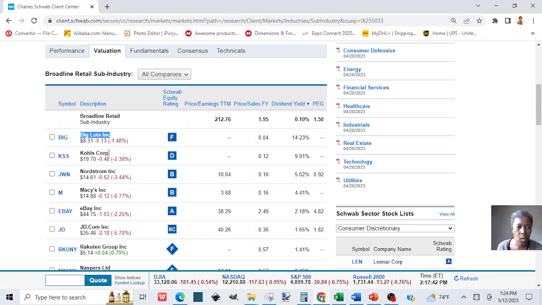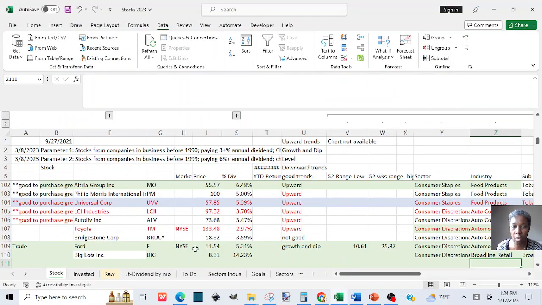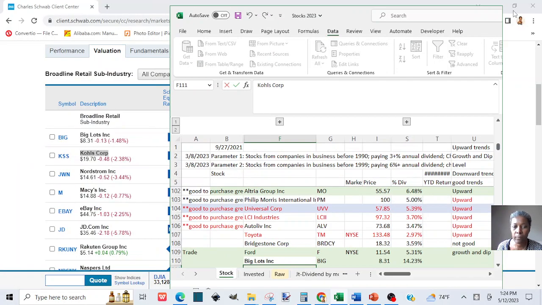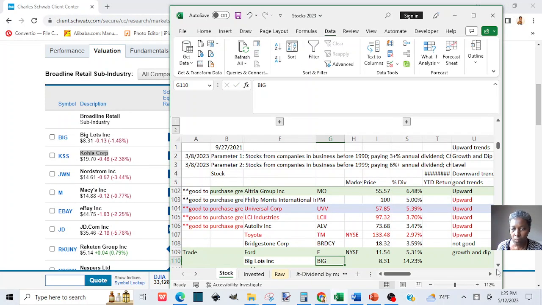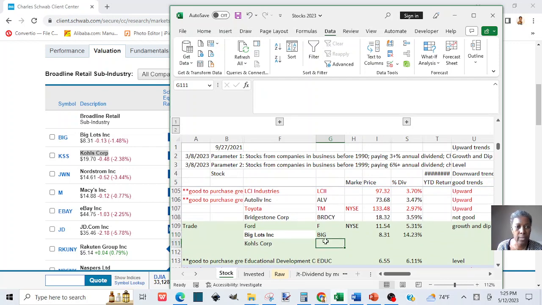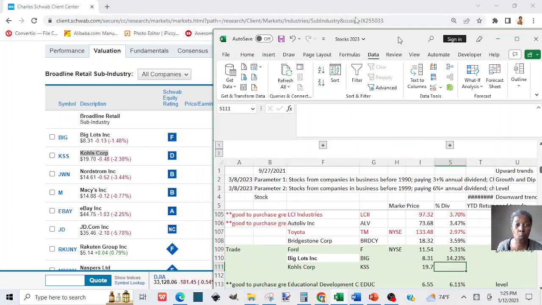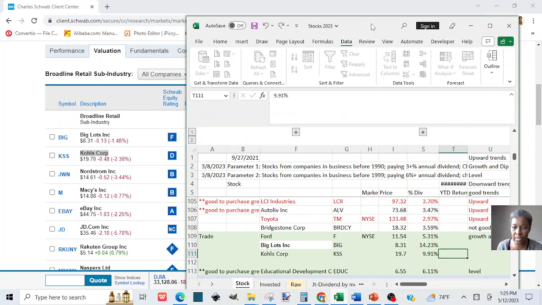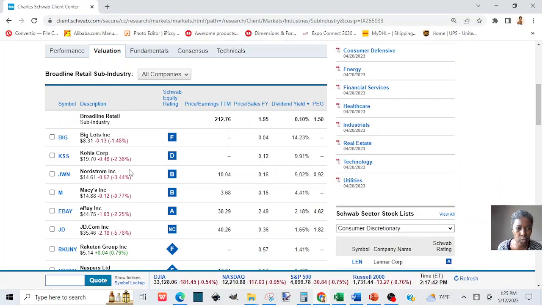And the second one is Kohl's, and I believe I might have Kohl's already on this spreadsheet, but under another industry. And Kohl's is KSS. So you are not going to fill up all the criteria on your spreadsheet at the moment, but only the ones you can see. And the dividend is 9.91%, and it's the same sector. So the next one is Nordstrom.